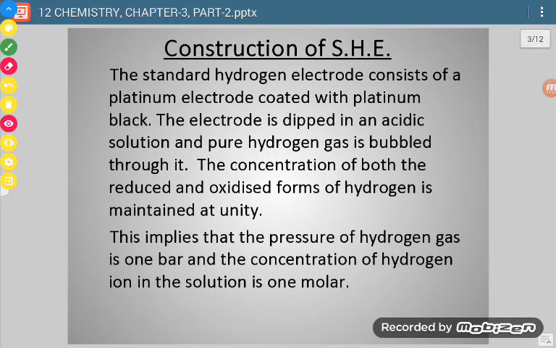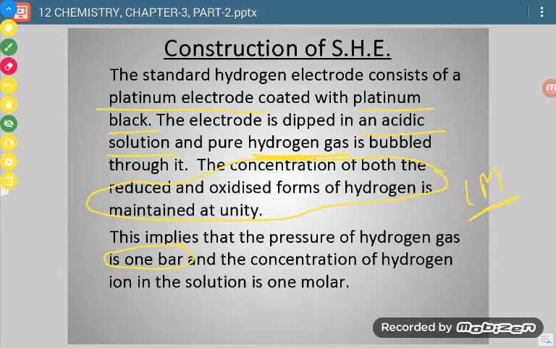Now how is it constructed? First of all, the standard hydrogen electrode consists of a platinum electrode, coated with platinum black. This electrode is dipped in an acidic solution. The concentration of the solution is taken as 1 molar, so this value is fixed. Now we bubble hydrogen gas from one end at a pressure of 1 bar or 1 atmosphere, one and the same thing.